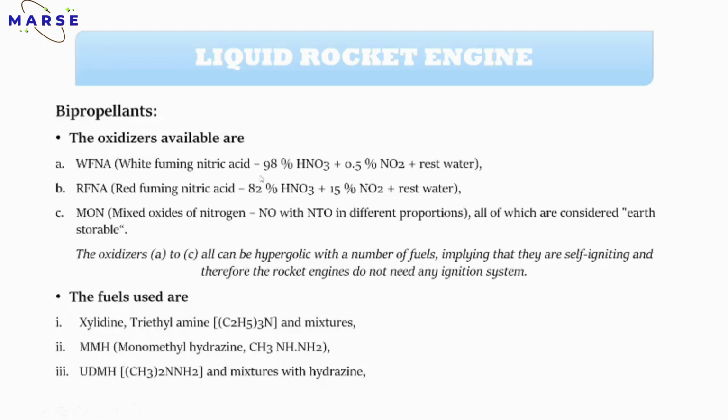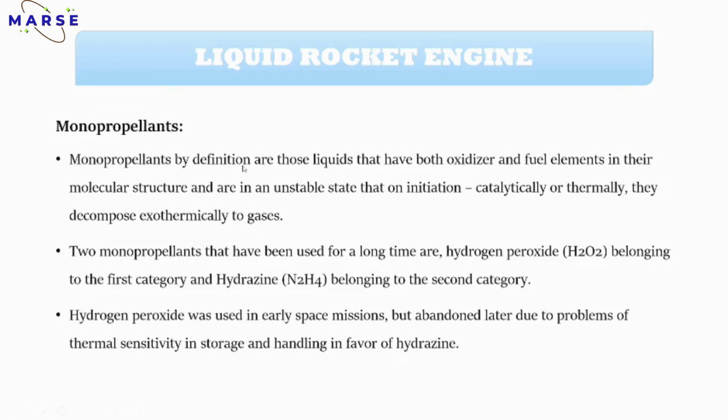Okay, next we will see, first one is a monopropellant. First we will read the part. Monopropellants by definition are those liquids that have both oxidizer and fuel elements in their molecular structure. Okay, means only one part, and are in an unstable state on initiation. Means initially this monopropellant is unstable. So that's why catalyst is used to stabilize the reaction.